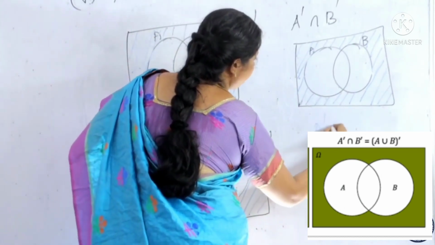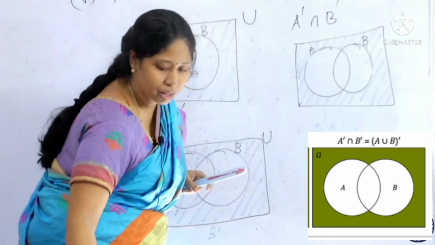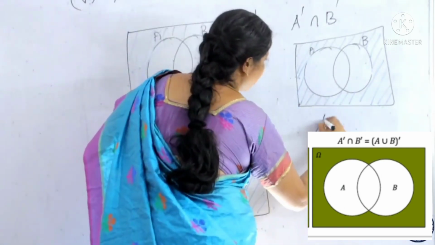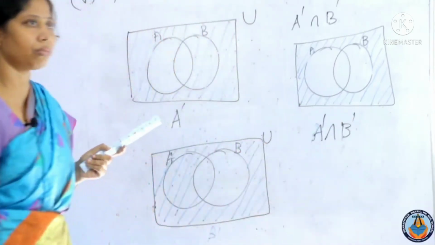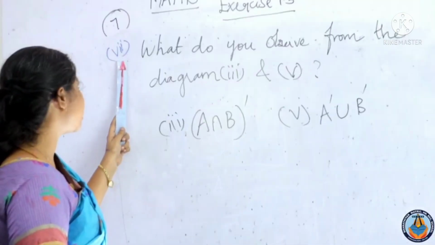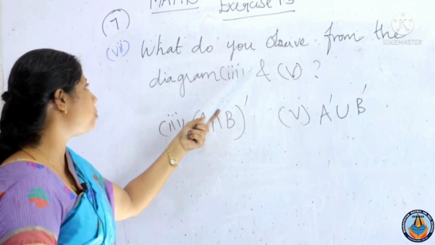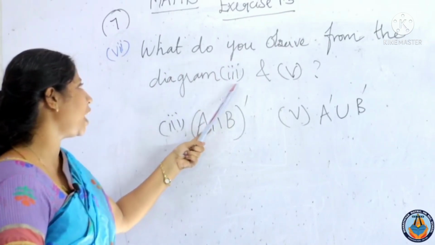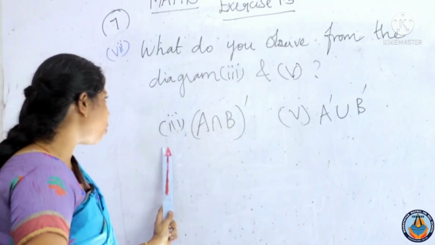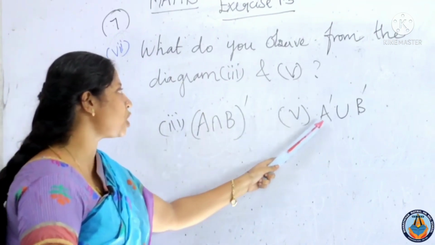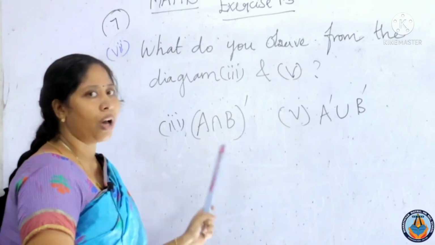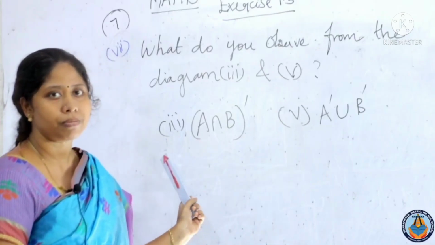A dash intersection. A dash intersection B dash. Seventh one, 7th subdivision. What do you observe from the diagram 3 and 5? Third one is A intersection B the whole dash. Fifth one, A dash union B dash. Work out as your homework.